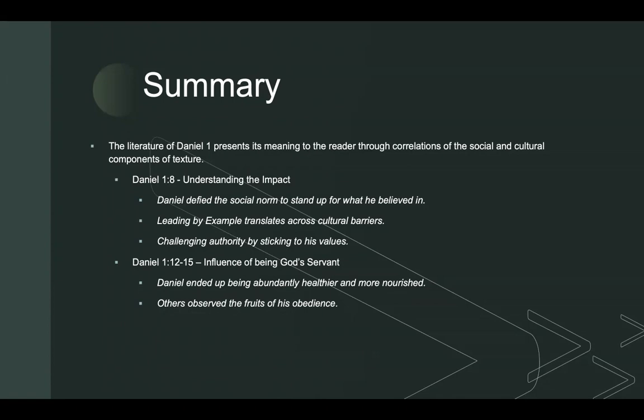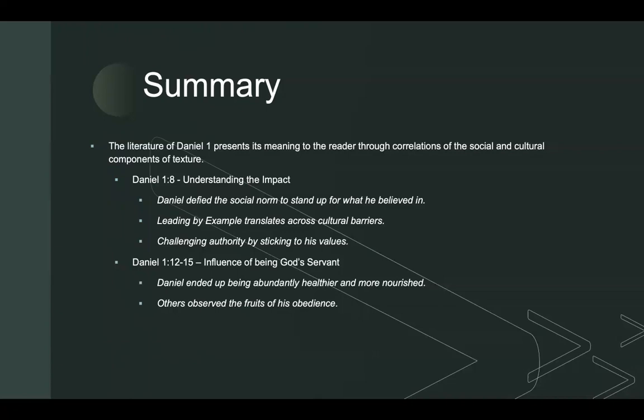One of these correlations can be seen within verse 8, understanding the impact. Daniel defied the social norm to stand up for what he believed in, and with this defiance, Daniel still showed grace and a servant's attitude to both King Nebuchadnezzar and God himself. For Daniel did not follow the orders precisely from what the king desired, but challenged the social standard to meet the needs from what God ordered him to do. This act of adaptation to the social norm displays that Daniel continued to have a heart of service both to God, the king, and his followers.